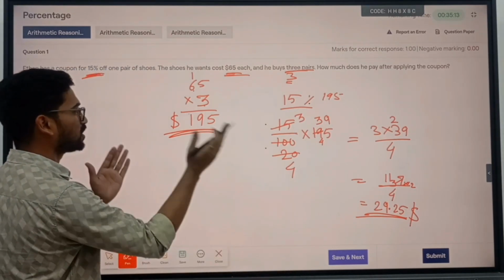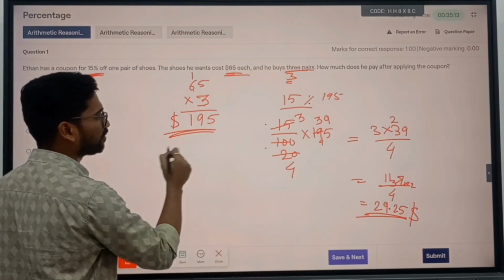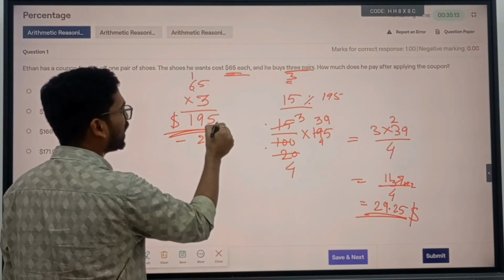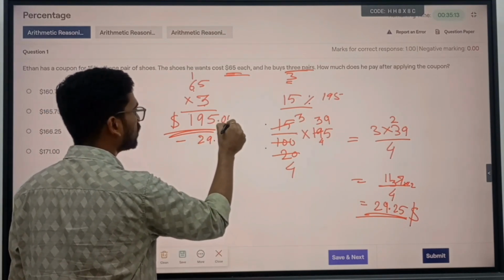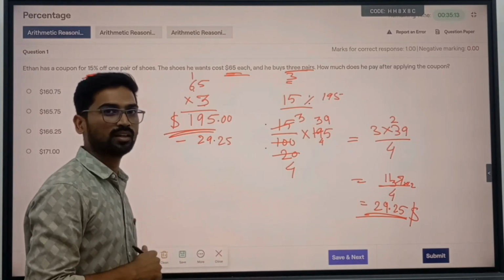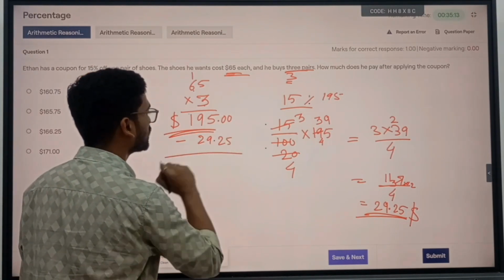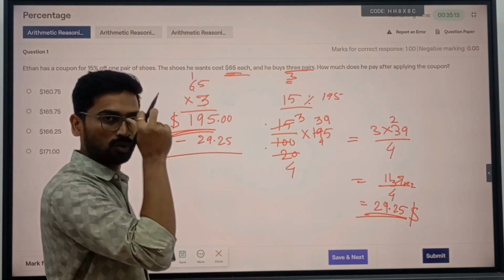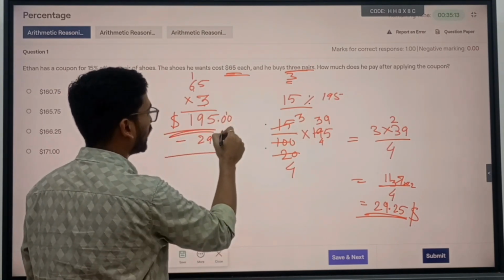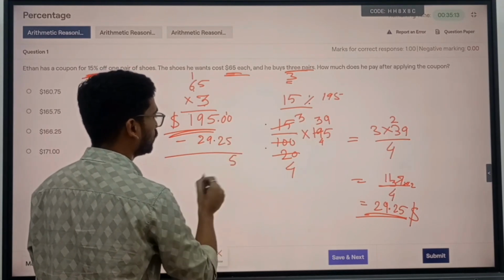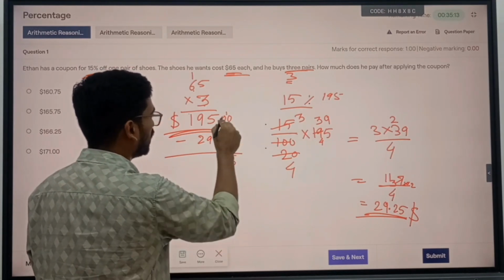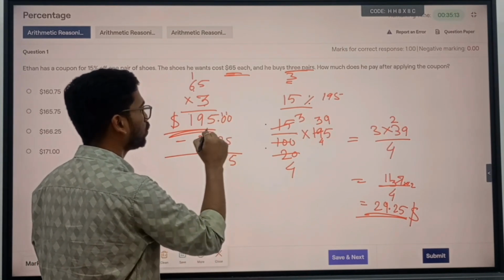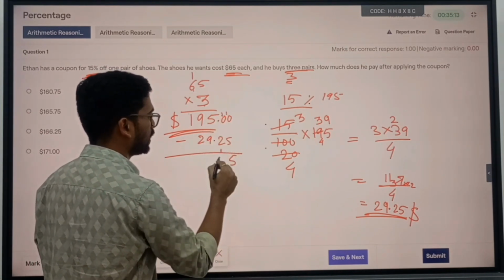The discount should be subtracted from the total cost, which is 195. We will subtract 29.25 from 195. We can write 195 as 195.00, and the extra 0s don't make any difference. So how to do this subtraction? 5 can't be subtracted from 0, so we will borrow 1. Now 10 minus 5 is 5. Now the borrowed number is returned. Again, 2 can't be subtracted from 0, so borrow 1. 10 minus 3 is 7.